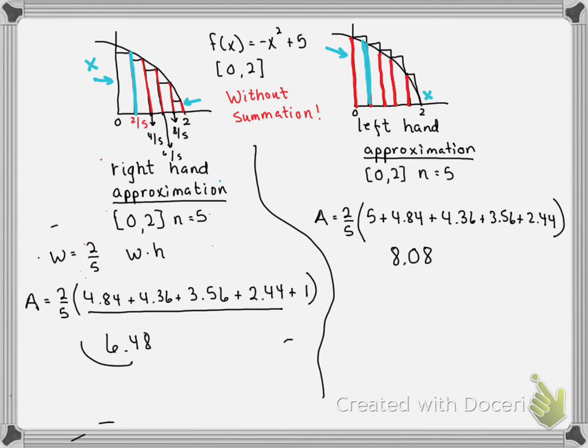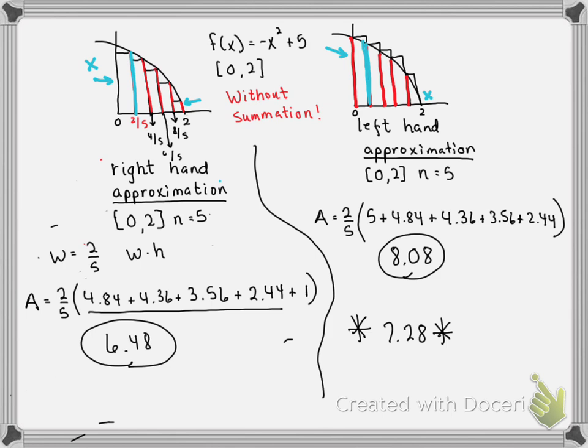Okay, you've got an underestimate and you've got an overestimate. Now we're going to add those two together and divide. So 8.08 plus 6.48 divided by 2 gives us an actual area of 7.28. I did do some rounding. So adding the two and dividing gives us the actual area.